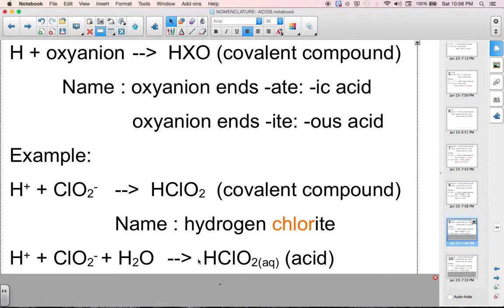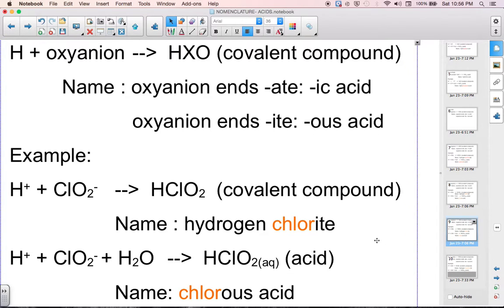Next example, I have the chlorite anion added to make this HClO2 formula. I call that hydrogen chlorite. In this case, I have ITE now, so I'm going to change the ending to OUS acid. So the final name is chlorous acid. Okay.